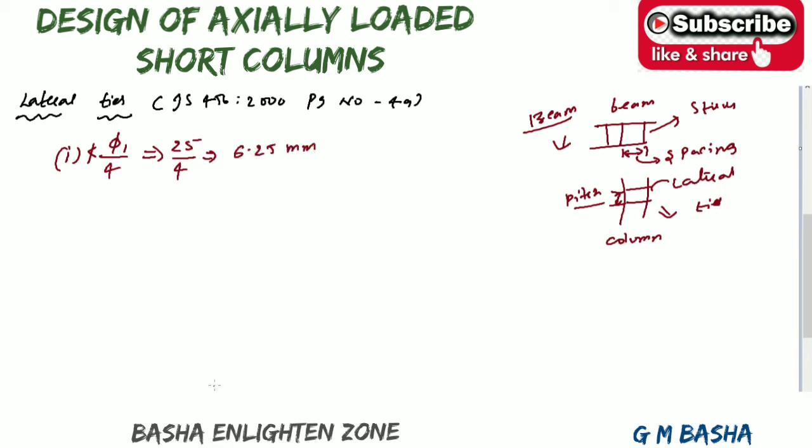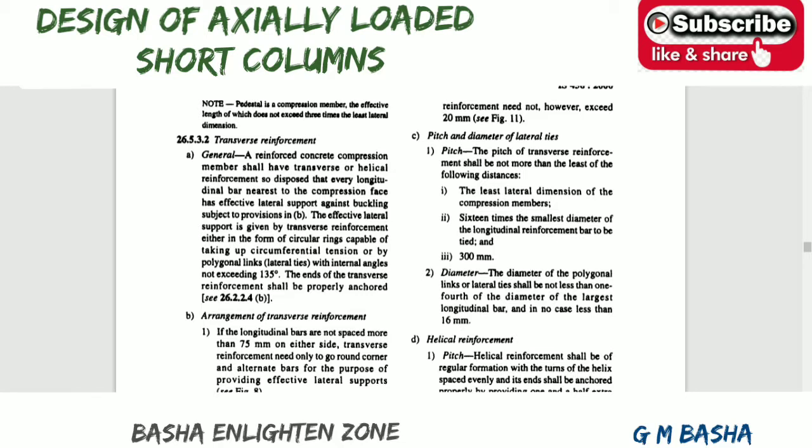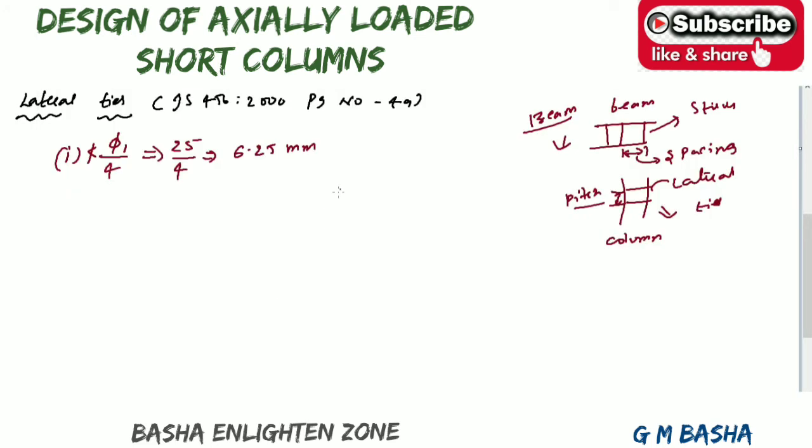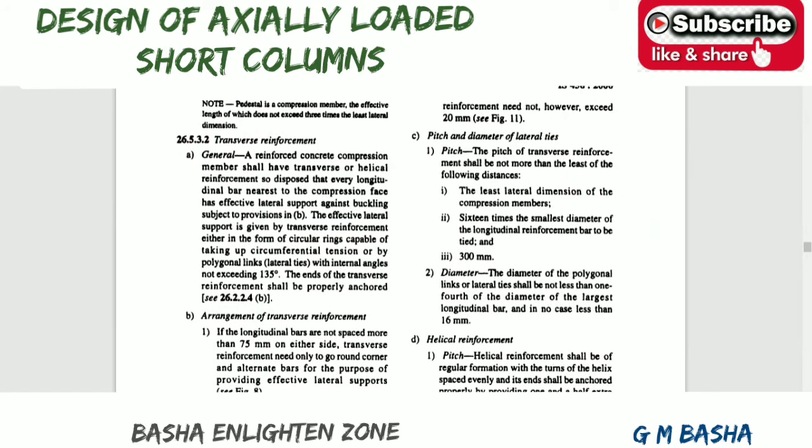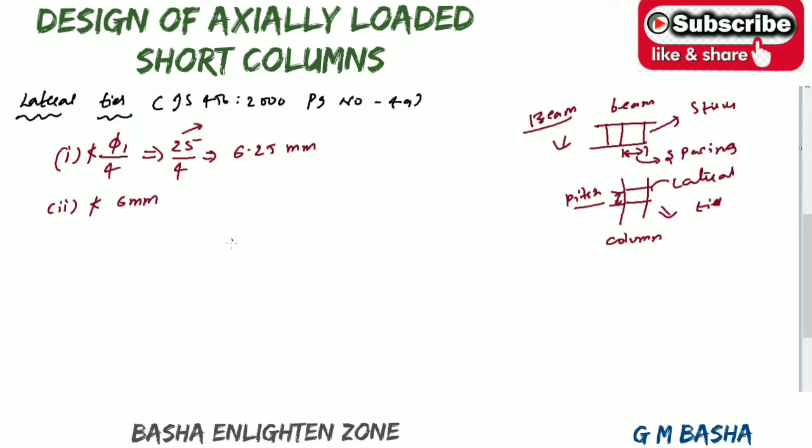So according to the first condition, it shall not be less than 1/4 of the diameter of the largest longitudinal bar. The largest longitudinal bar we have provided in our design is 4 bars of 25 dia, therefore I am taking 25 here. And the second condition is that in no case should it be less than 6 mm. So these two conditions, and for example here you will get 6.25 mm.